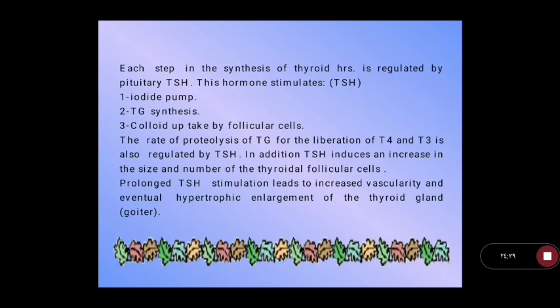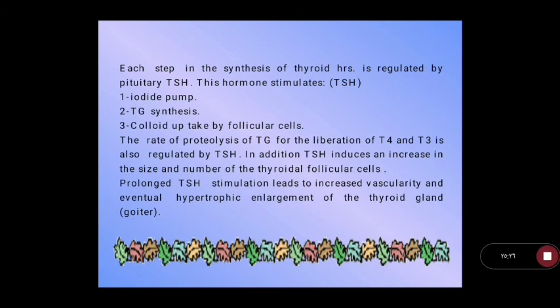Each step in the synthesis of thyroid hormone is regulated by pituitary TSH. Each of these synthesis steps is under the effect of TSH: iodine uptake, thyroglobulin synthesis, and the uptake of colloid by the follicular cell. Then the rate of proteolysis of thyroglobulin for the liberation of T4 and T3 is also regulated by TSH. So to separate T3 and T4 from thyroglobulin we also need TSH.